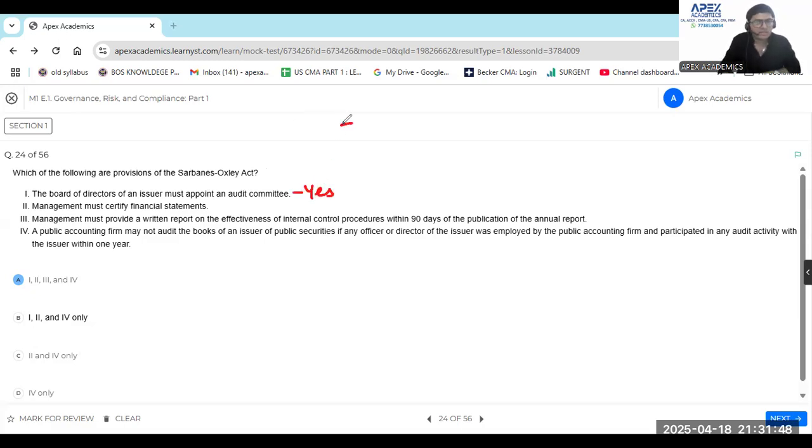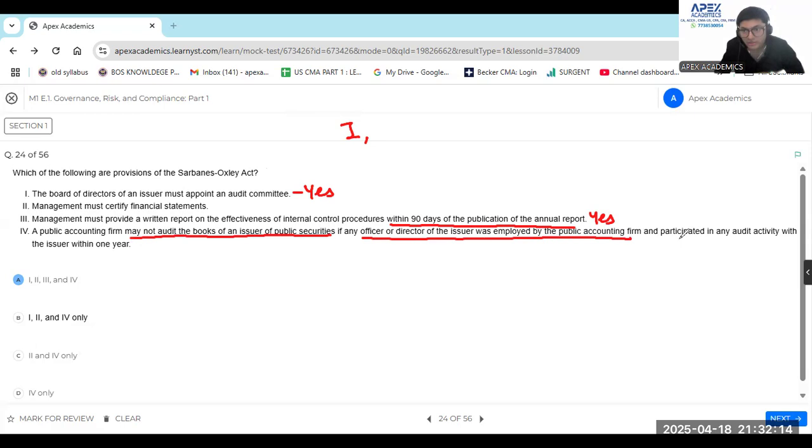Yes, that is one provision. The management must certify the financial statements. The management must provide a written report on the effectiveness of internal control procedures within 90 days of the publication of the annual report. Yes. A public accounting firm may not audit the books of an issuer of public securities if any officer or director was employed by the public accounting firm and participated in any activity of the issuer within 1 year. Yes.